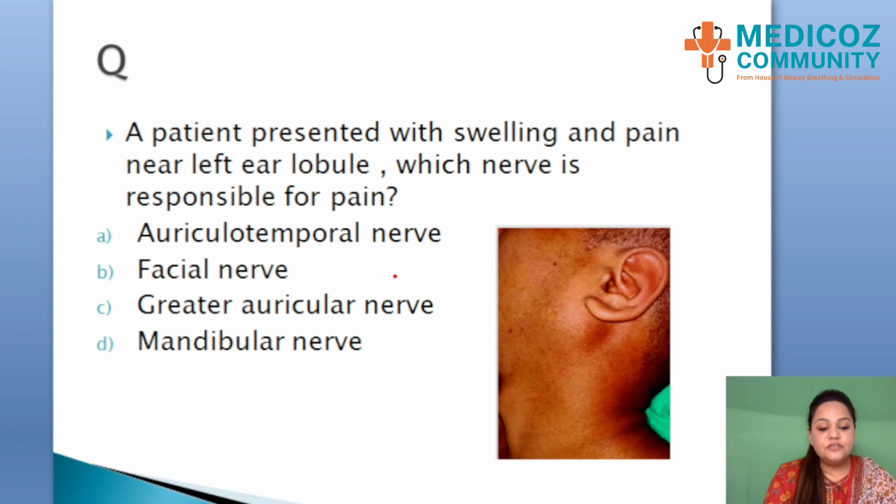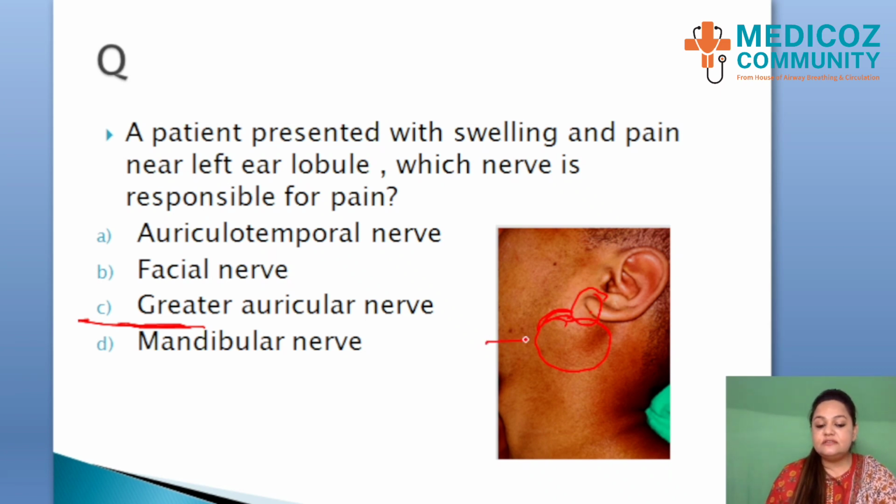Next question is, a patient presented with swelling and pain near the left ear lobule. So this is the area which is affected here. So which nerve is responsible for this pain? This is a very simple question, and the answer is the nerve which is supplying this area. So the ear lobule, the skin over the angle of mandible and skin over the lower part of the parotid gland are supplied by a nerve, and that is the greater auricular nerve. So this is the greater auricular nerve, which is arising from the cervical plexus with root value C2 and C3.